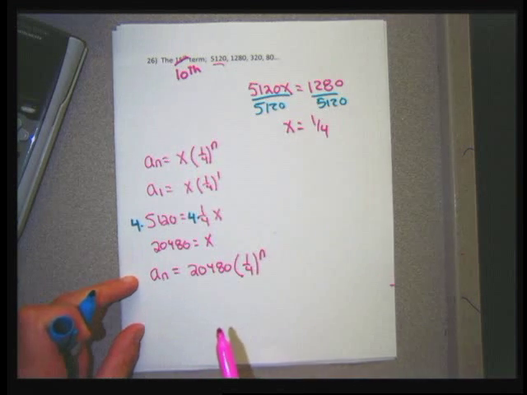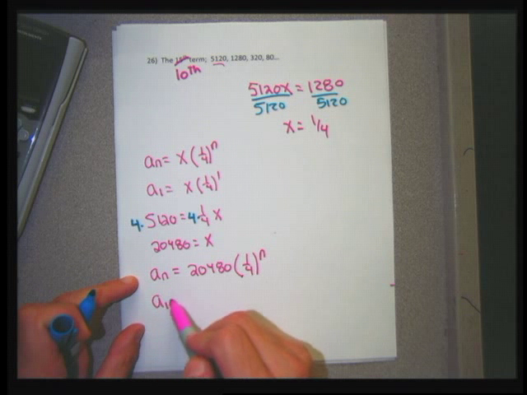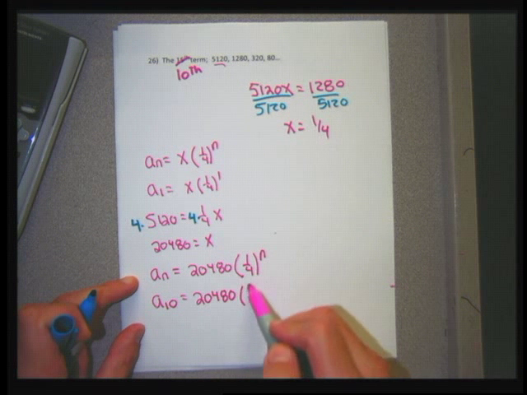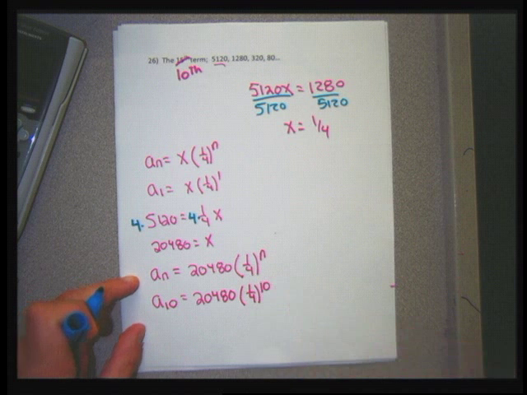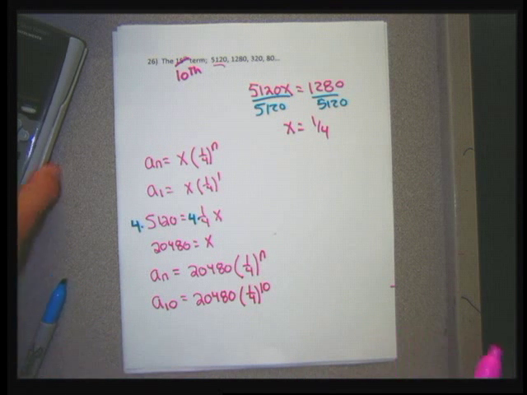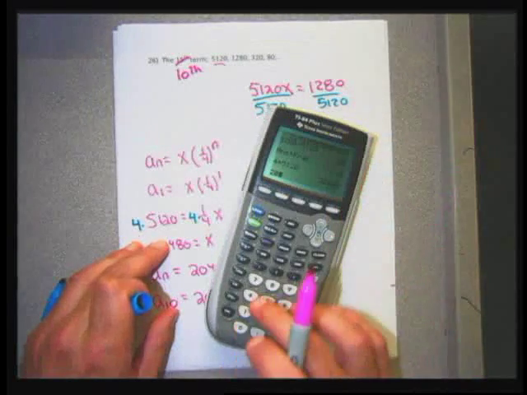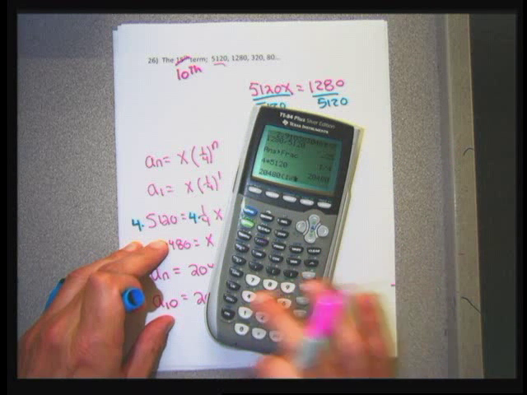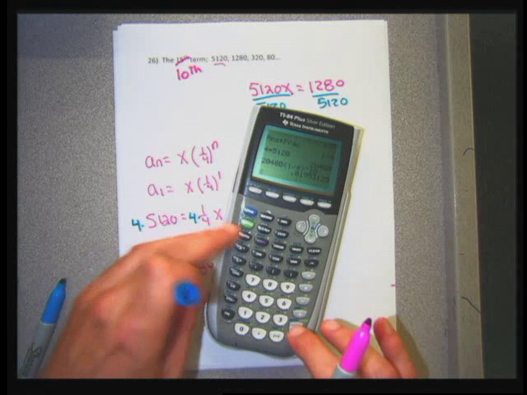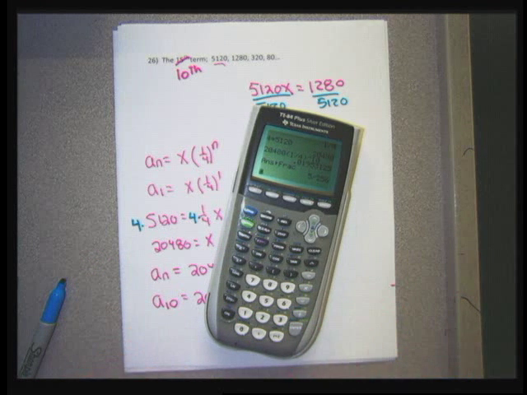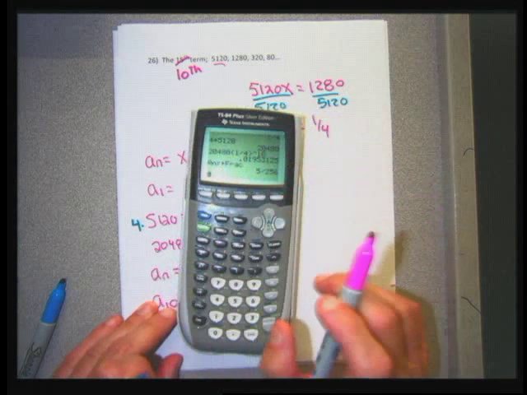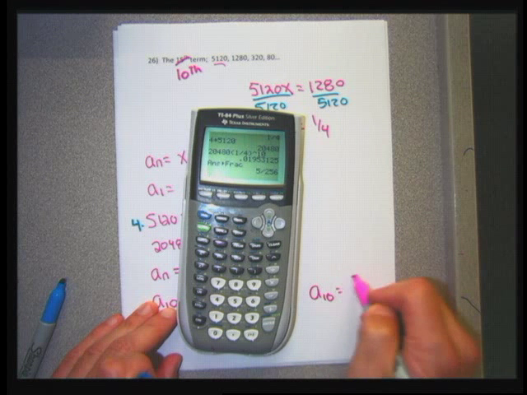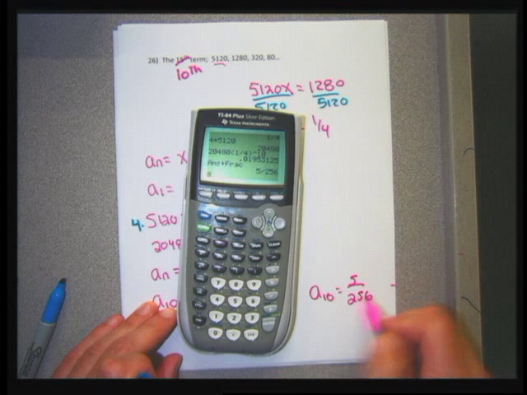Now I'm going to find the 10th term, because I'm afraid the 15th term is going to leave me a decimal that I can't make into a fraction, and I want that not to happen again. So I'm going to plug in 10 to that, and hopefully that is something my calculator can handle. So I'm going to go 20,480 times 1/4 to the 10th power, and then math enter, and that wasn't too much for it. So a sub 10 is going to be 5 over 256.